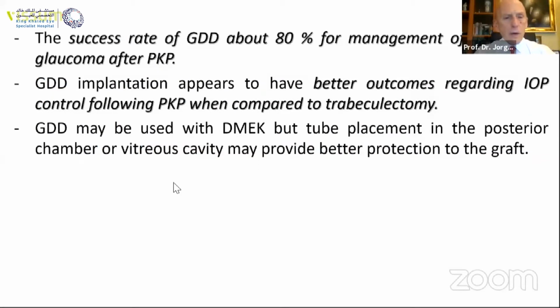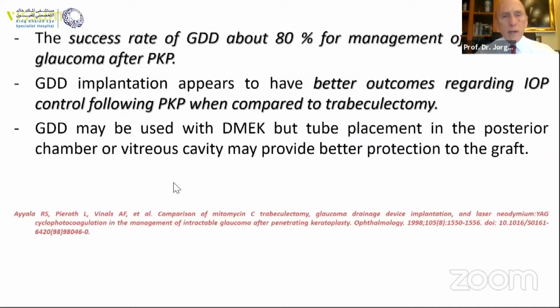The success rate of glaucoma devices is about 80%, which is indeed higher than in trabeculectomy. Indeed, the outcomes are better than trabeculectomy, and there is consistent agreement among others in this regard. And in cases of DMEK, the outcomes are identically good, and you have to remember that the tube should be placed, if possible, behind the iris in any way in order to prevent the damage of the endothelium in the postop.